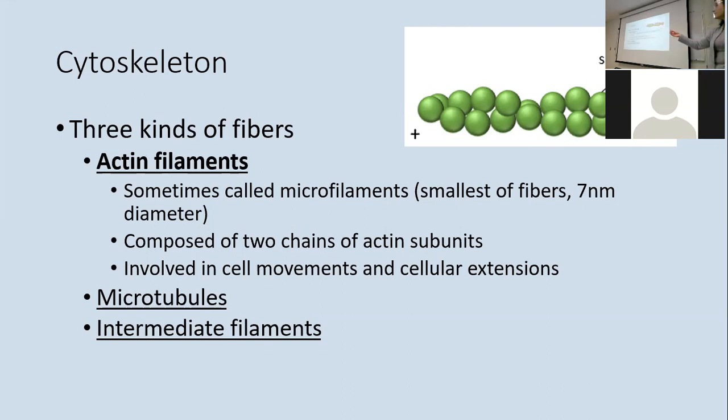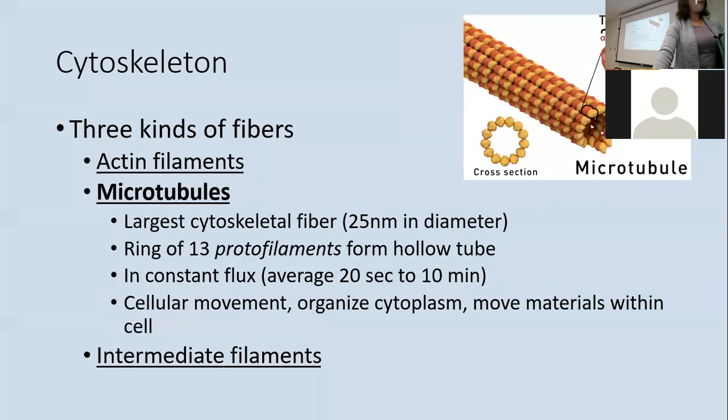Really thin, but they're used a lot. They're involved in cell movements, which we'll talk about in the next section, and cellular extensions, so ways that the cell changes its shape and moves around in some cases. So we've got actin filaments, the smallest filaments, just 2 little chains of actin twisted together to make one of these fibers. The largest fiber is the microtubule.